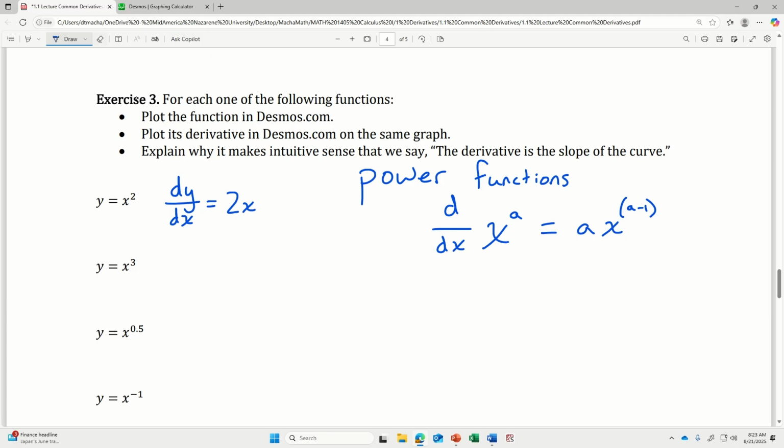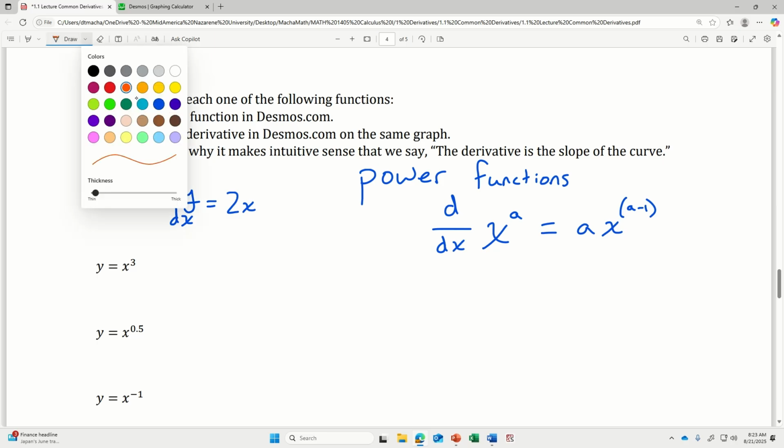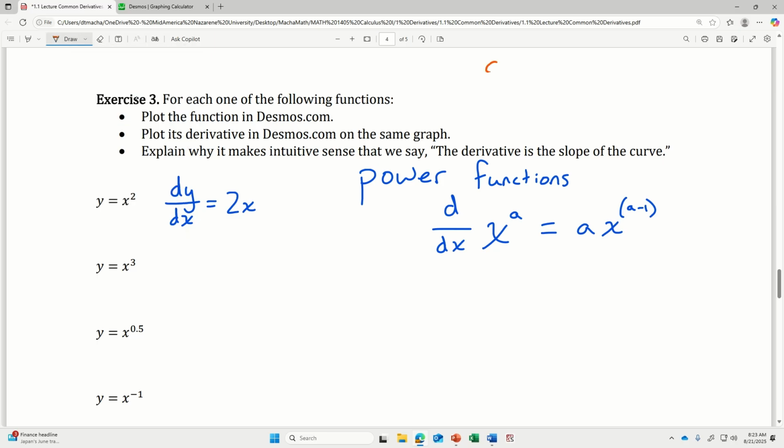And I haven't actually said this out loud yet. Well, maybe I did last time, I can't remember. But if you see this notation, d over dx, the way that you want to read this out loud is you say derivative of. Okay, so I'd say the derivative of x to the a power is a times x raised to the power a minus 1.